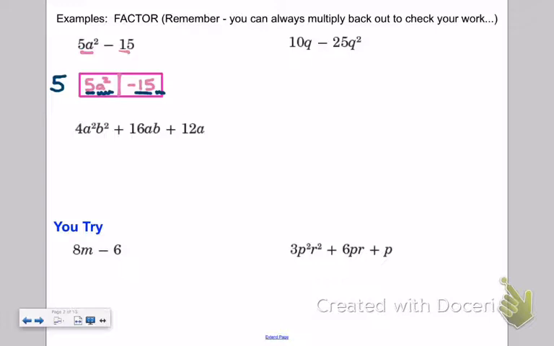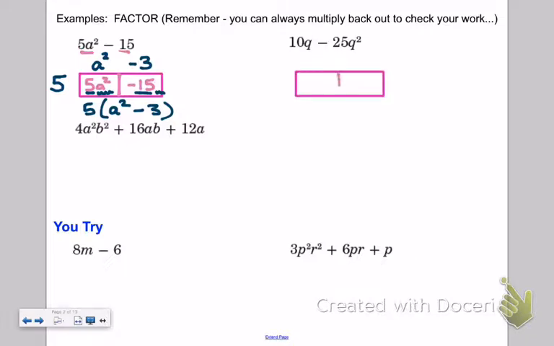Now what we write on the top is what we need to multiply by to get what's in the box. So I have 5 times what is 5a squared? A squared. 5 times what is negative 15? Negative 3. So I write it as 5 times a squared minus 3. That's another way you can look at it. It's a little more organized. I'm going to do that one more time and then go back to how we did it before.